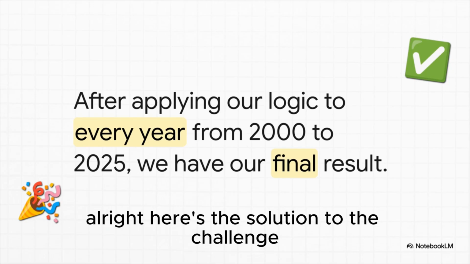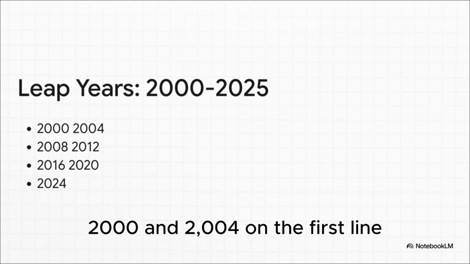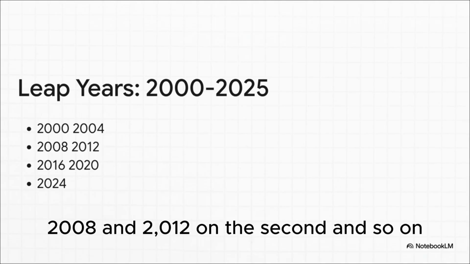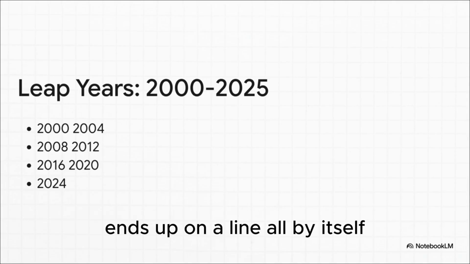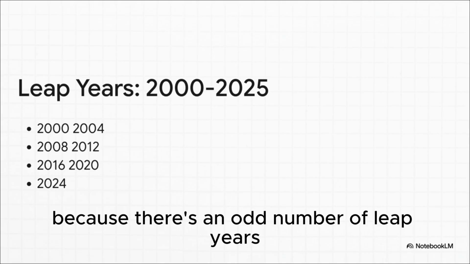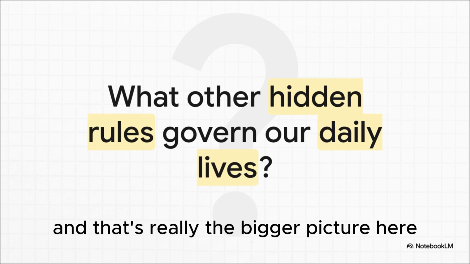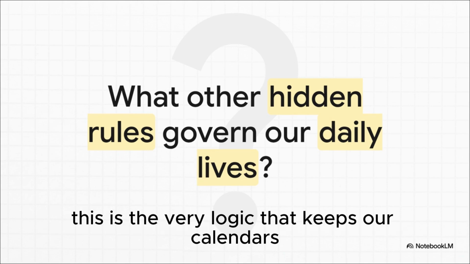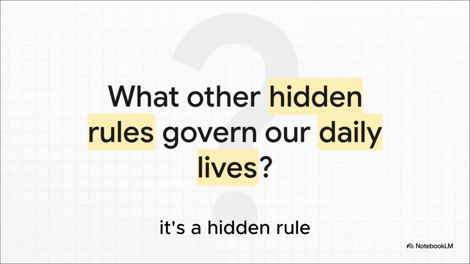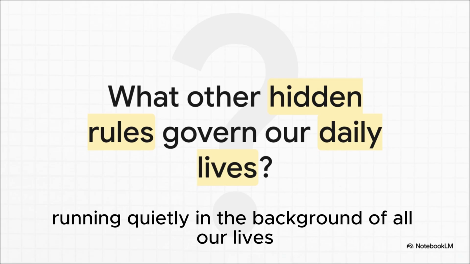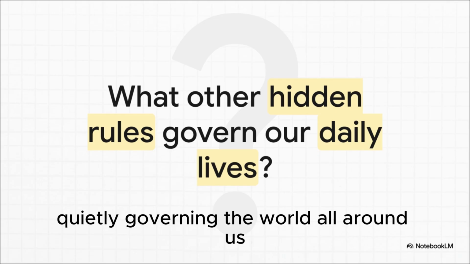All right, here's the solution to the challenge. And there it is, perfectly formatted, 2000 and 2004 on the first line, 2008 and 2012 on the second, and so on all the way down to 2024, which, as you can see, ends up on a line all by itself because there's an odd number of leap years in our range. Mission accomplished. And that's really the bigger picture here. This wasn't just some abstract puzzle. This is the very logic that keeps our calendars in sync with the Earth's orbit. It's a hidden rule running quietly in the background of all our lives. And it kind of makes you wonder, what other elegant hidden rules are out there quietly governing the world all around us?